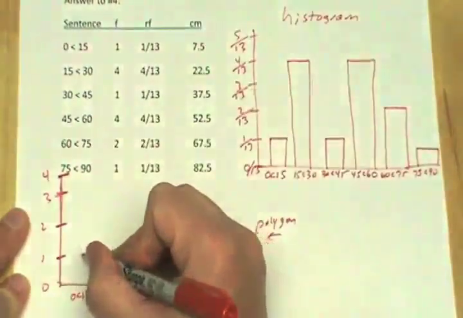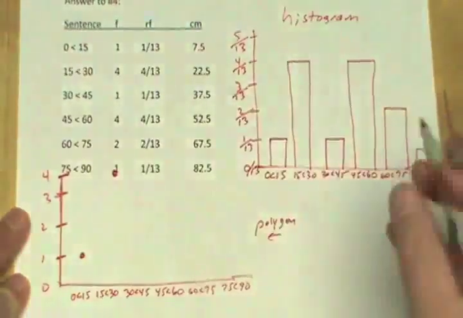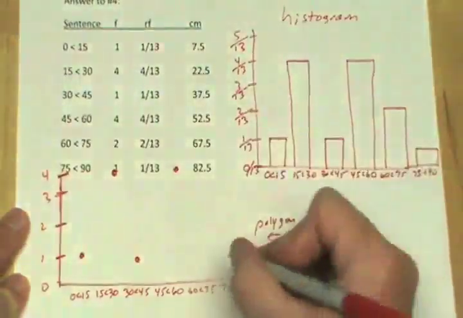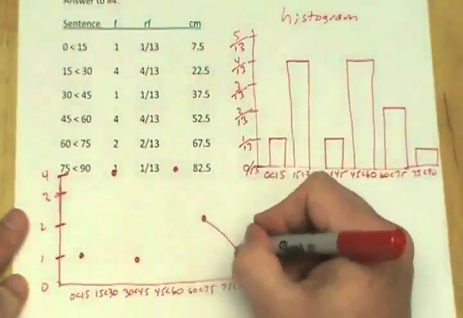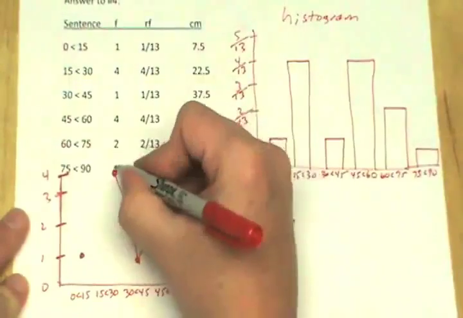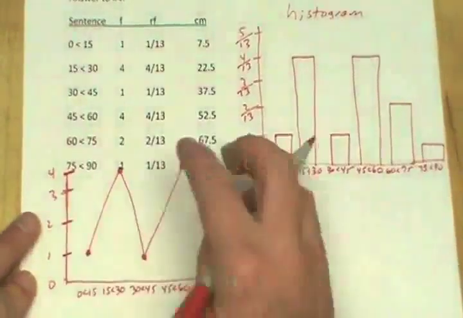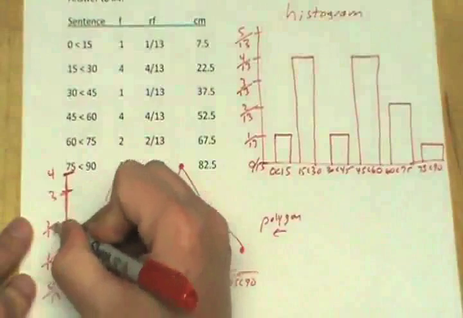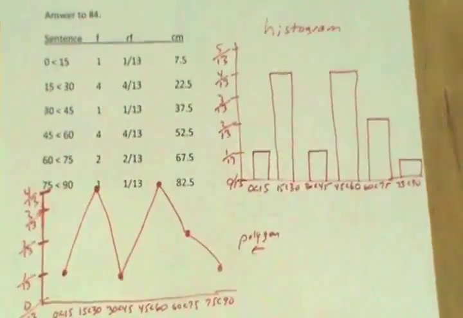So this one is a height of 1, this one's a height of 4, I'm going to put a dot right here. The next one's a height of 1, the next one's a height of 4, then a height of 2, and then a height of 1. And you're going to connect the dots. That would be a frequency polygon, and notice the sample size again is 13, so if I divide by 13, I have a relative frequency polygon.